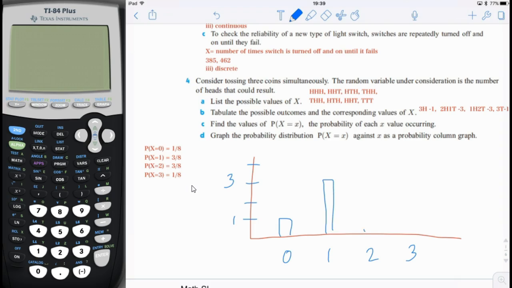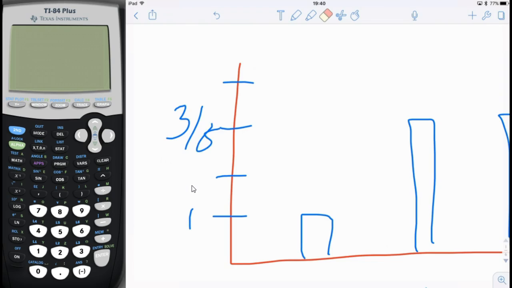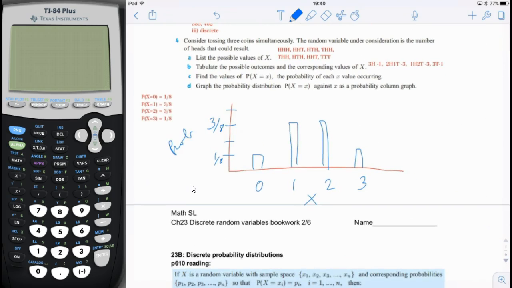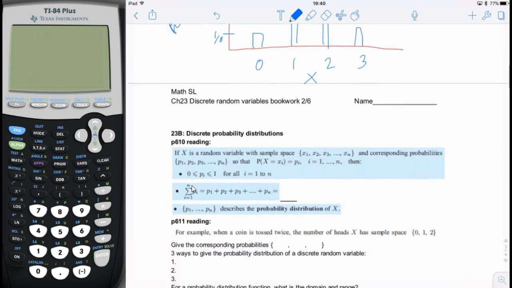Oh, I just did something wrong. I wrote 1 and 3 instead of 1/8 and 3/8, right? Sorry about that. It's a common mistake though, right? Okay, so this is the probability, and this is the random variable x. Okay, so that's what it should look like. Now let's move on to page 2.